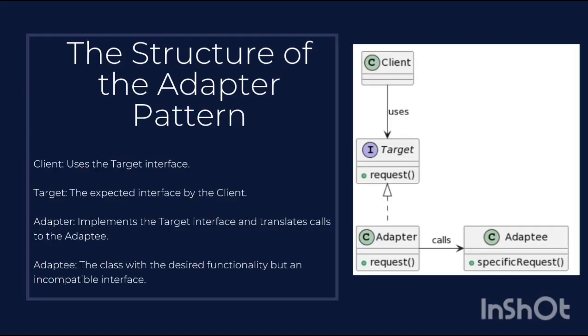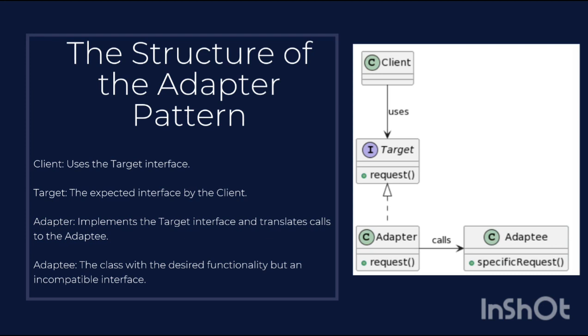And the next slide is the structure of the adapter pattern. In this structure of the adapter pattern, there is a UML diagram that lays out the structural components, and at the heart of the pattern is the adapter, the class that embodies the principle of translation, converting the interface of a class into another expected by the client.